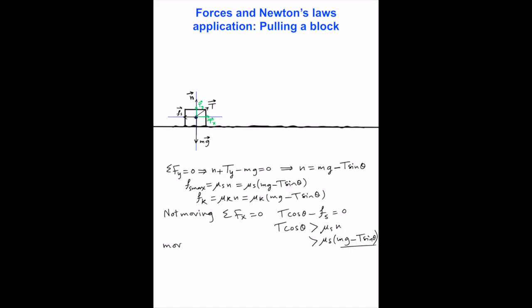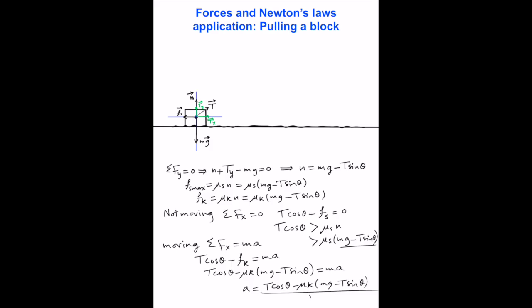And if the block starts moving, then the sum of Fx is equal to ma, which means T cosine theta minus Fk is equal to ma. So T cosine theta minus μk times N, which is mg minus T sine theta, is equal to ma, and this gives the acceleration of the block equal to T cosine theta minus μk times (mg minus T sine theta), over m.